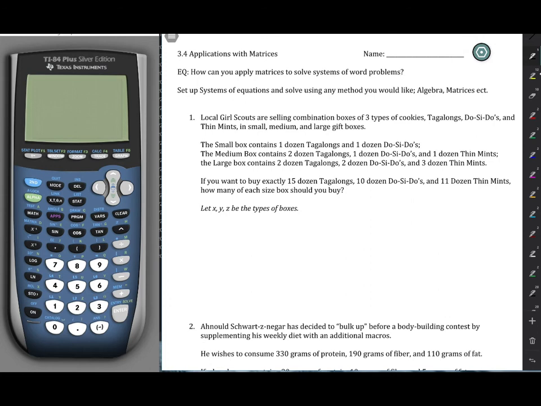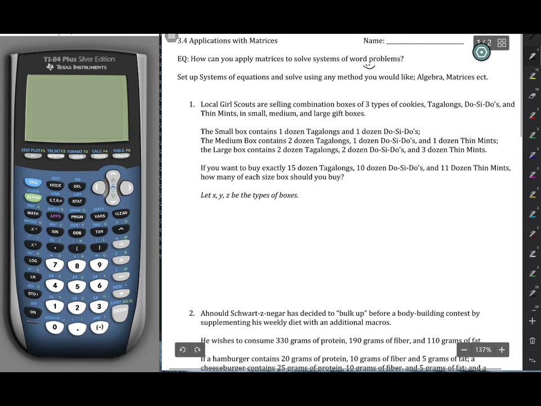Welcome to lesson 3.4. We are now going to be applying matrices to your favorite word problems. I promise they won't be too bad. We are going to be solving things like systems of three variables, but now you know that RREF method, and they'll be easy peasy, as long as you can set them up right.